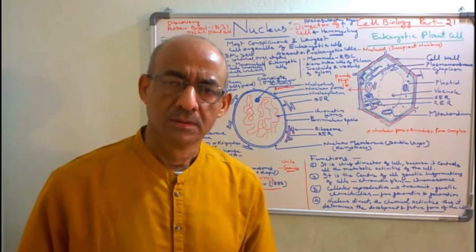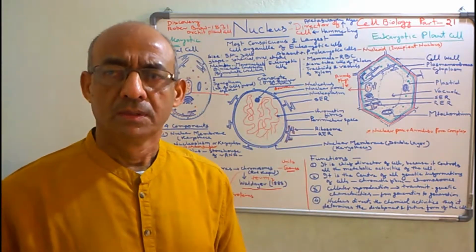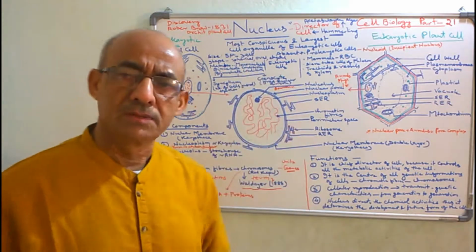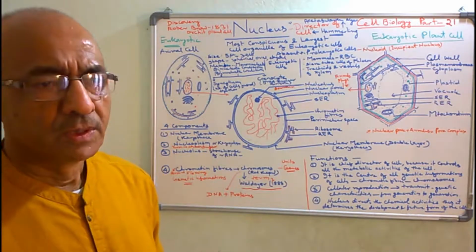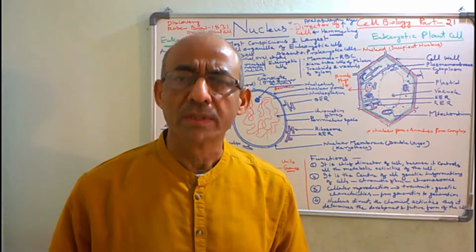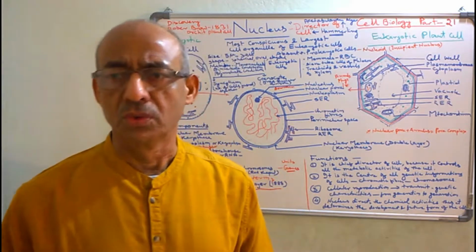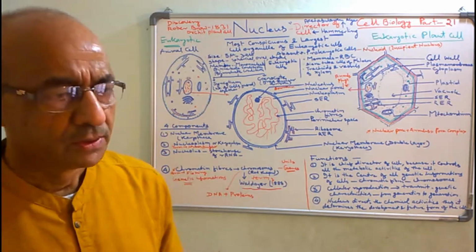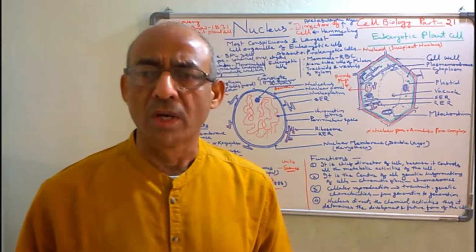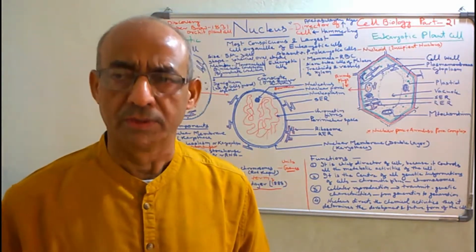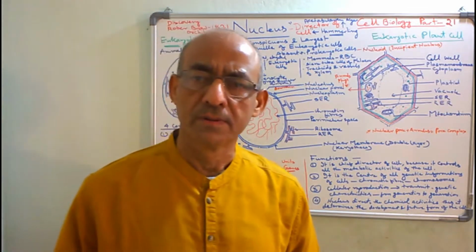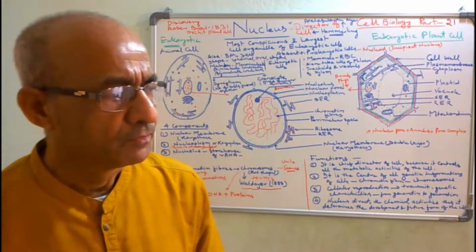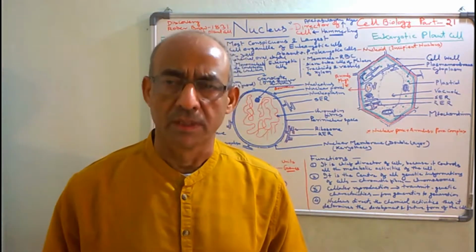Now we will discuss the shape of the nucleus. Generally, the nucleus is found in a spherical, oval or elongated shape. But here is one more important piece of information regarding the shape of the nucleus we should know, because that is very important from the examination point of view, particularly in the context of NEET. In the case of WBC, white blood corpuscles, the white blood cells of mammals, the nucleus is irregular in shape.